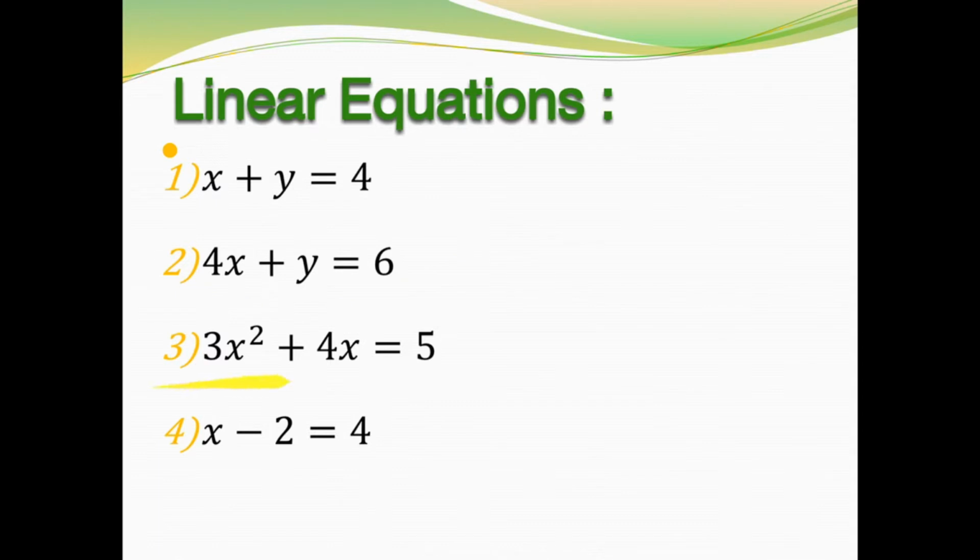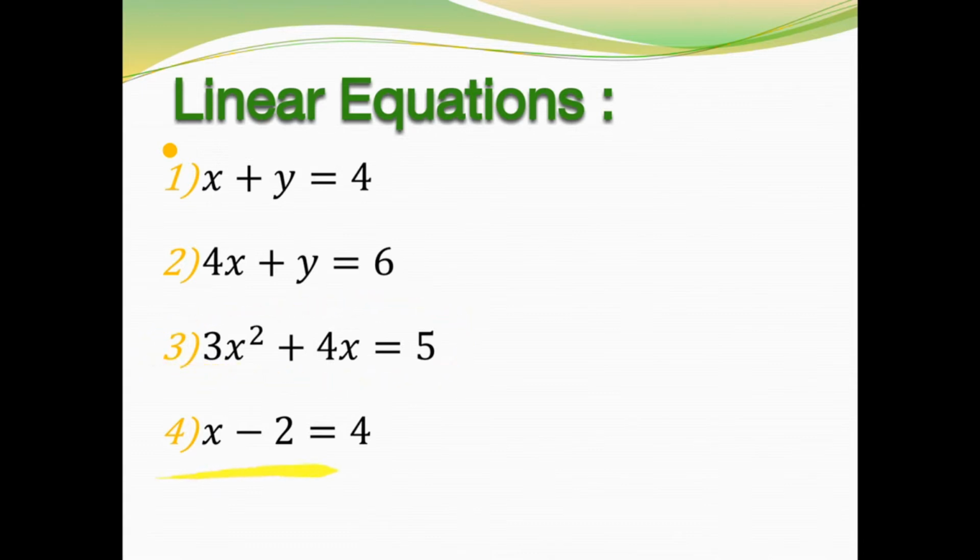Now example number 3. Here the first term contains 3x square. It contains a variable but corresponding to this variable the degree is 2. So this is not a linear equation because the condition for a linear equation is that the degree must be 1. If it contains a variable, then the variable-containing term's degree must be 1. But this condition fails in example number 3, so it is not an example of a linear equation.